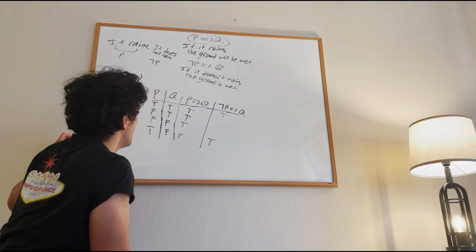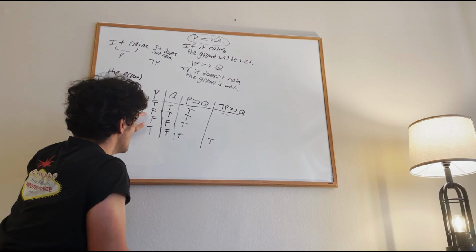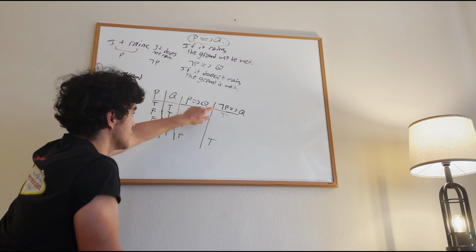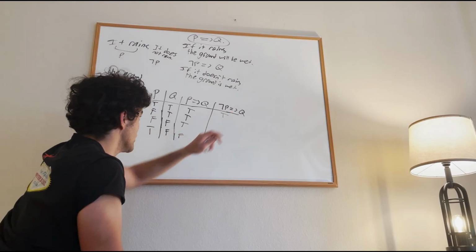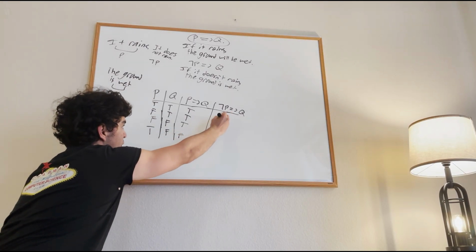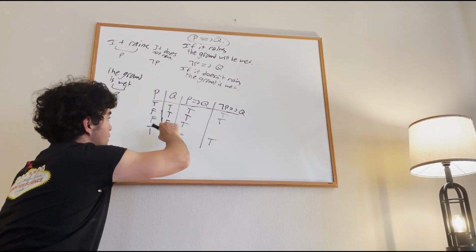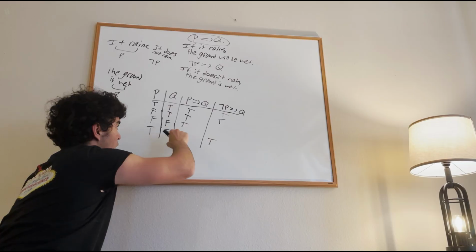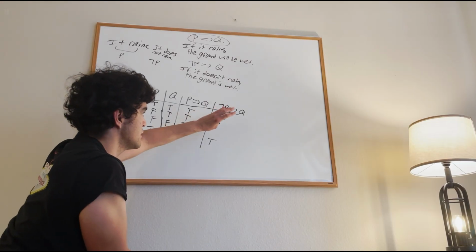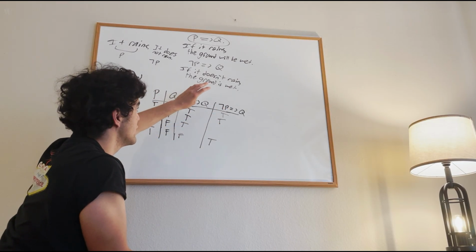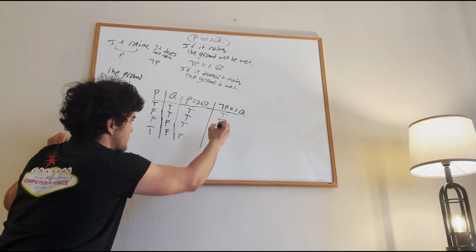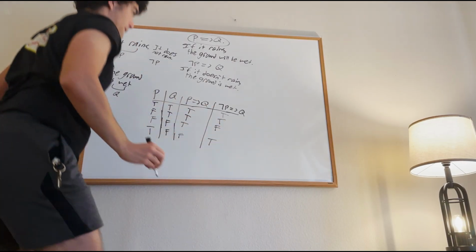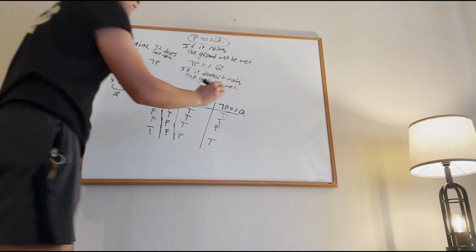Okay. Now when P is false and Q is true, this is exactly what our implication is saying over here. So it's going to be true. But then when P is false and Q is false, this is in direct contrast to our rule that says if P is false and Q is true. This is going to be false. Okay, now let's look at one more.